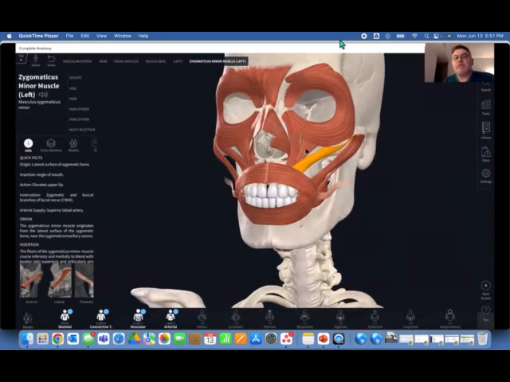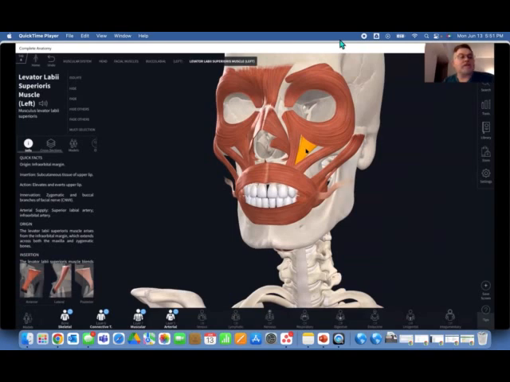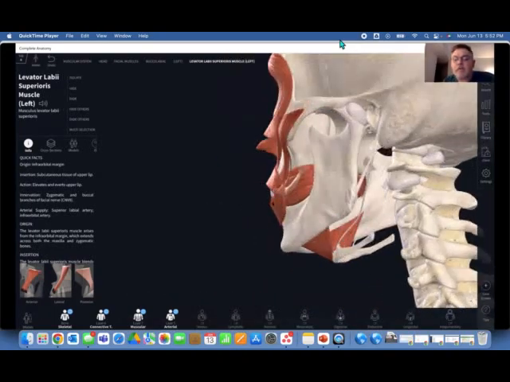Then we'll move on to the levator labii superioris and the levator labii superioris alaeque nasi. The levator labii superioris has its origin at the infraorbital margin. For the alaeque nasi, it's just a little bit closer to the midline than the superioris itself. It inserts in the subcutaneous tissue of the upper lip, and its action is elevating and everting the upper lip. So again, all of these are muscles of facial expression, and there are a few a little bit smaller.